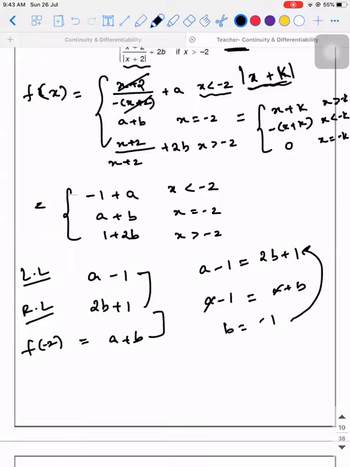When b is minus 1, substitute it here. a minus 1 will be equal to minus 2 plus 1. So a will be equal to, this is also minus 1, minus 1, a will be 0.